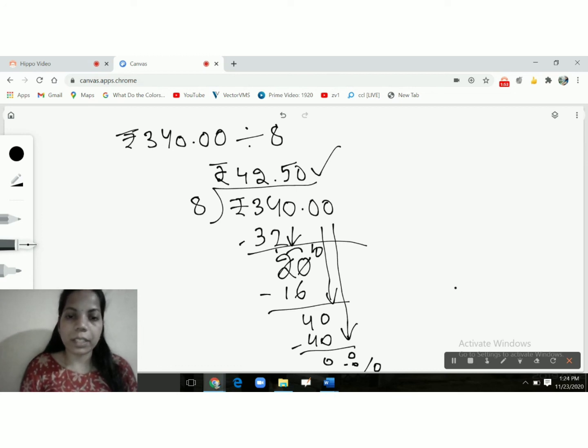So what all we have learned in today's class? What is money, how to add money, how to subtract money, how to multiply money, and how to divide money.